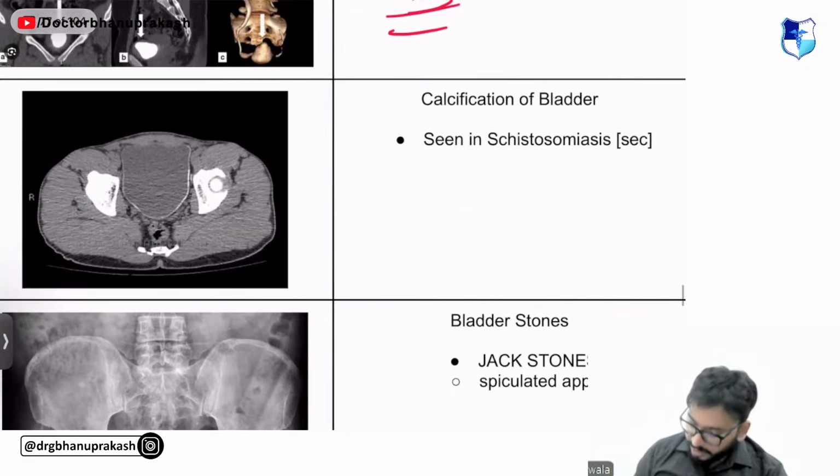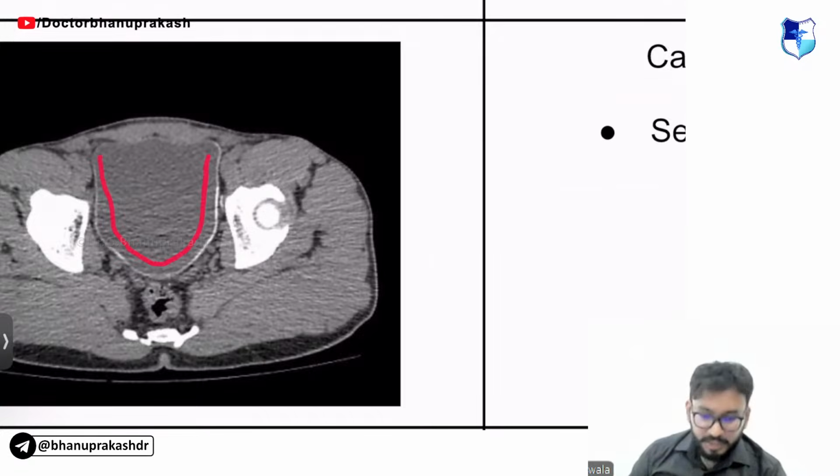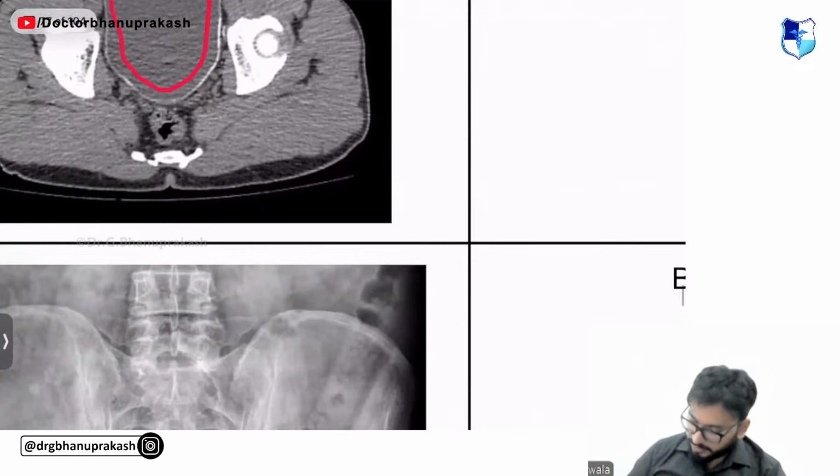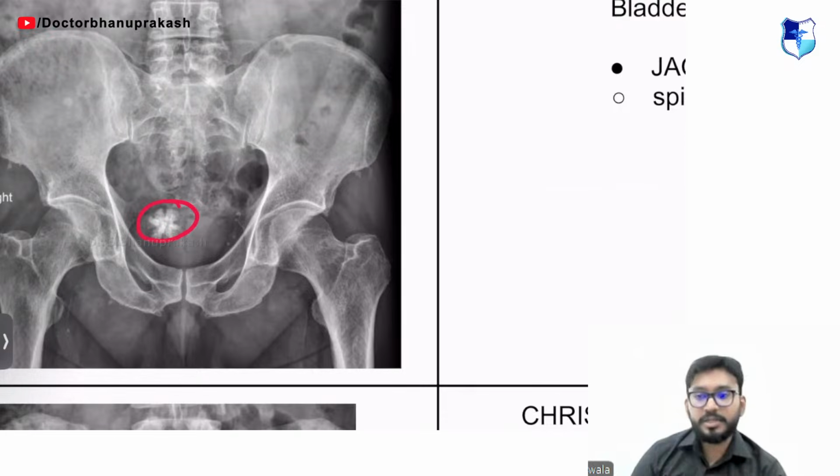Calcification of the bladder, can you see? The walls of the bladder are calcified. Can you see this thin rim of calcification? This is schistosomiasis. Can you see this? Spiculated stone, urinary bladder stone.